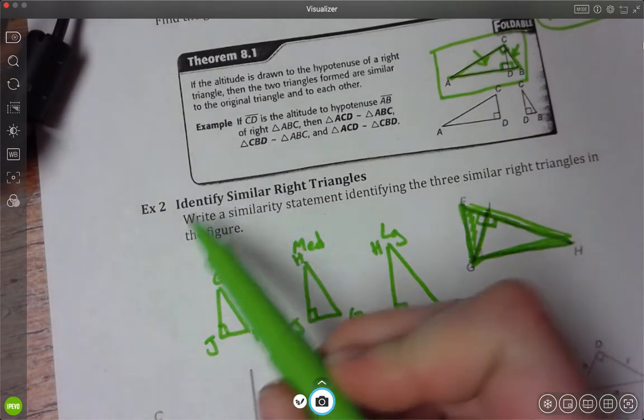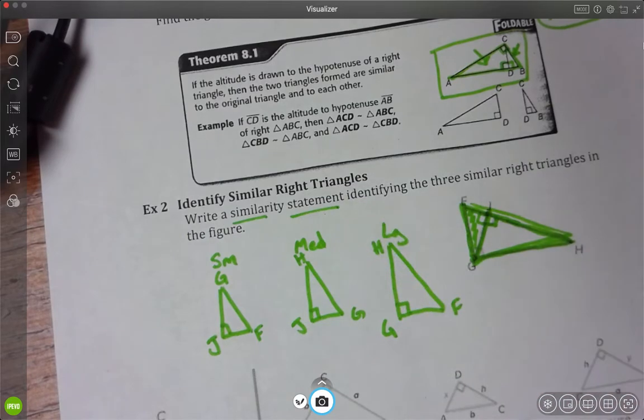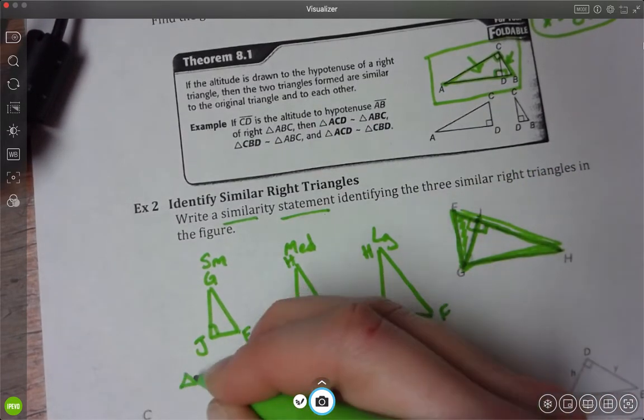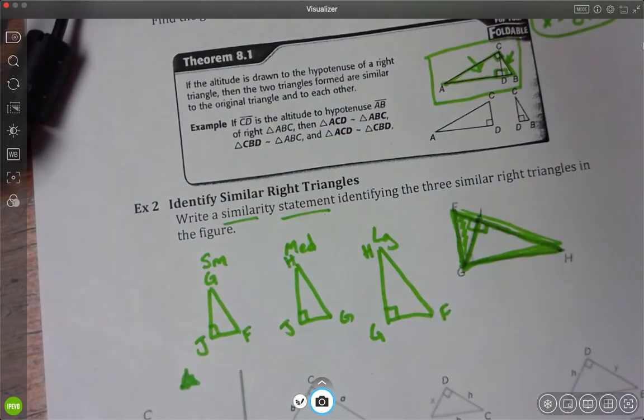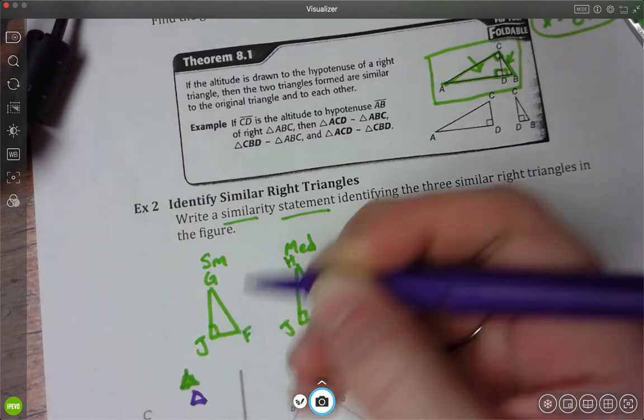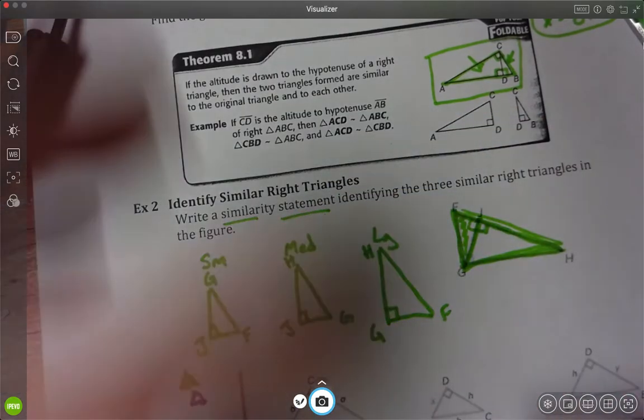Then they want us to write a similarity statement. So basically I'm looking for triangle. I'm going to do this in a different color. I hope you guys all brought your pens home, you geometry crazy gurus that have to have your colored pens.